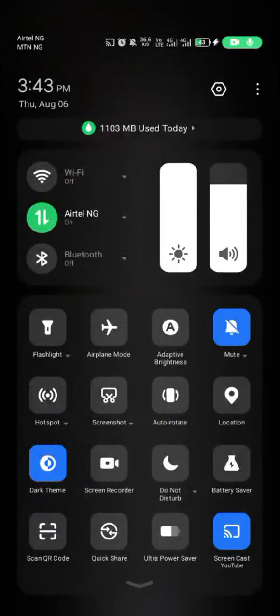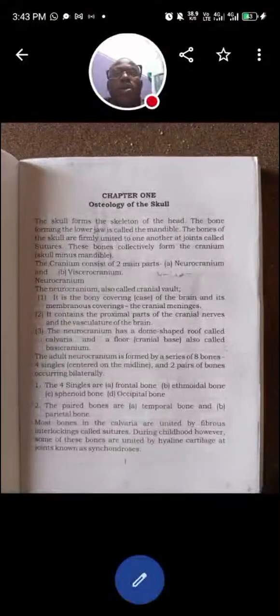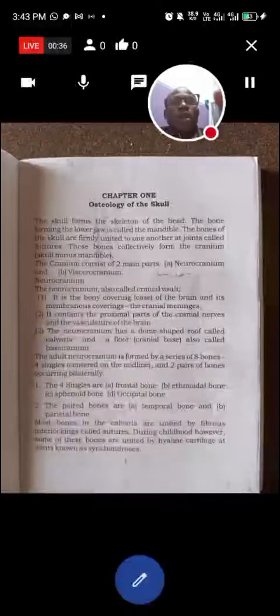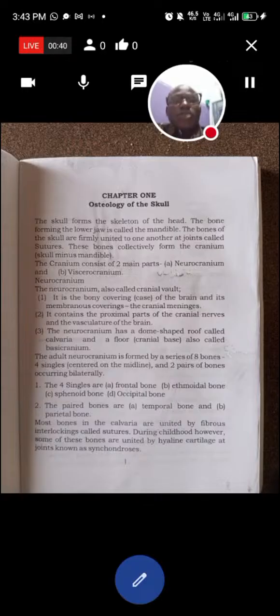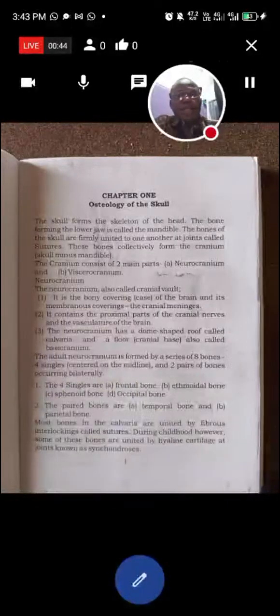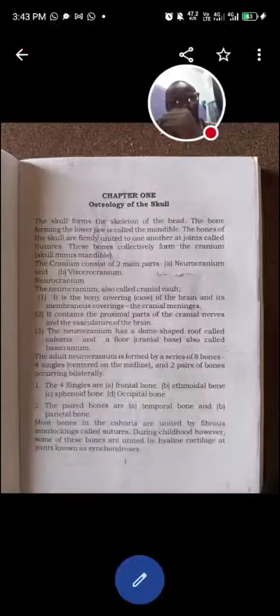Okay, so we're looking at the anatomy of the skull. Welcome. That's the anatomy of the head and neck. All right, head and neck.